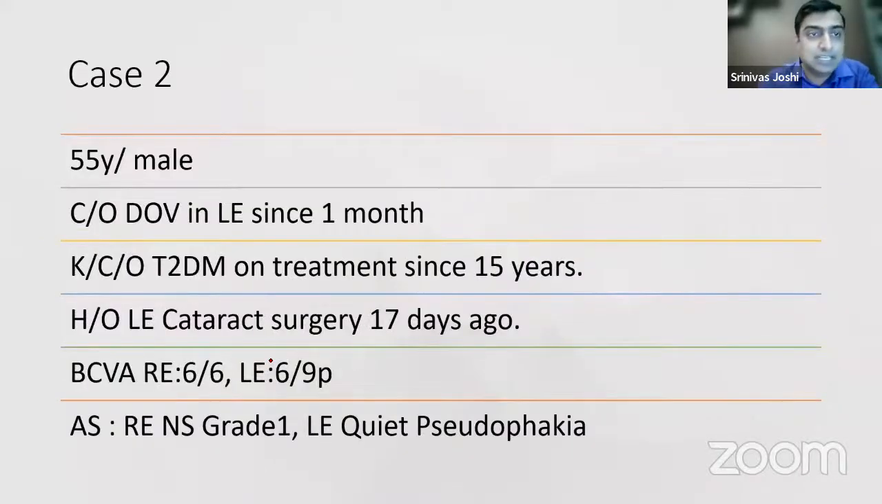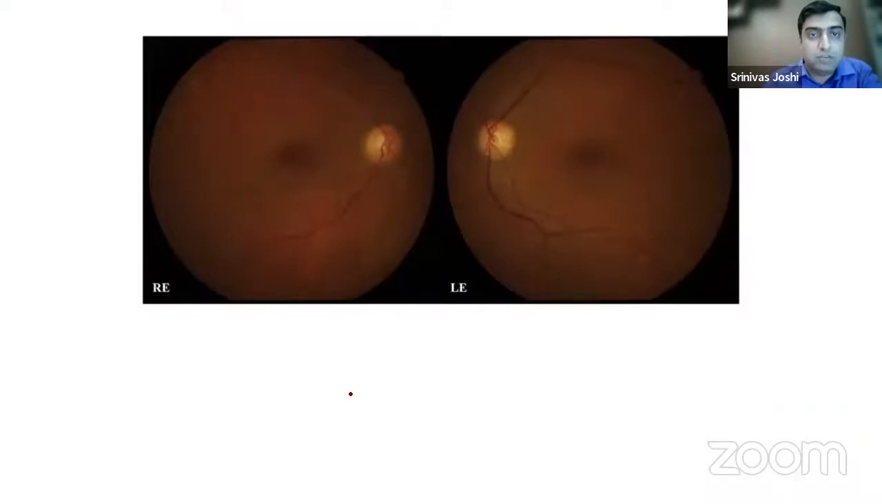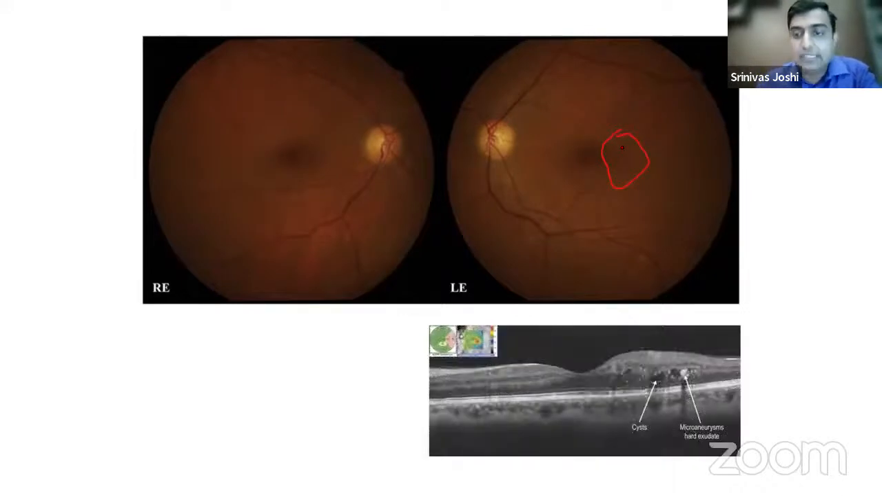So this is another case, a 55-year-old male with diabetes since 15 years. After the surgery, the patient complains of blurring of vision in the same eye which was operated. On the clinical picture, not much, but definitely when you look with the 78D or 98D, it's very hard to miss the minutest microaneurysms seen in this area. On the OCT, you can see some cysts, some microaneurysms and the hard exudate. So the differentiation between the two, we'll come to a little later.